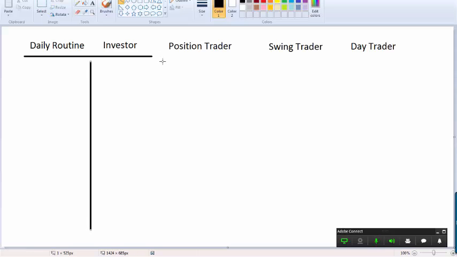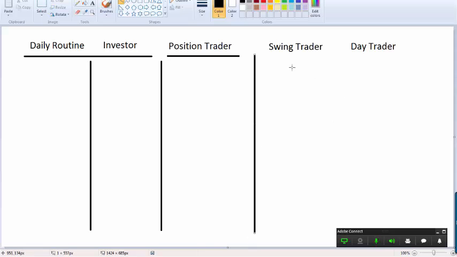Number one, an investor's daily routine is probably very different than a day trader's. There's no question about that, because the way that you trade will change. A position trader, maybe there are subtle differences. A swing trader, maybe there are other differences. Okay, and a day trader, maybe even finer differences.